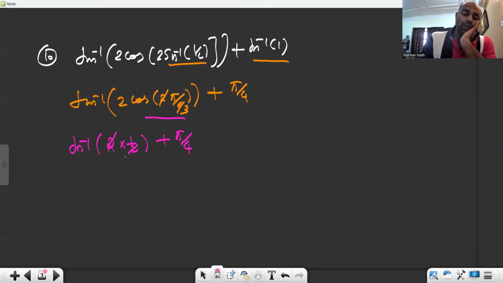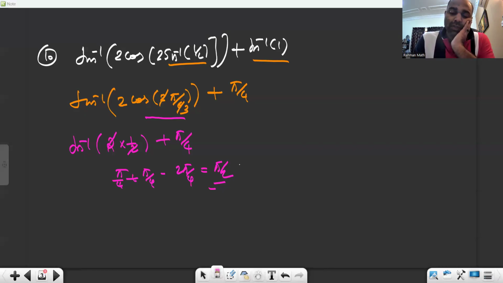Now 2 and 2 cancelled. Tan inverse 1 is what? Pi by 4. Pi by 4 plus pi by 4, 2 pi by 4. That is what? Pi by 2 is the answer.